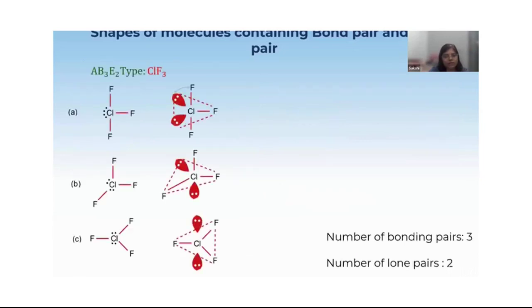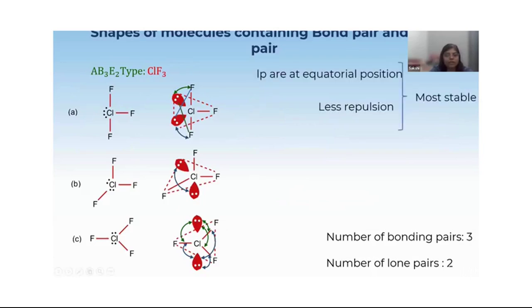Okay. ClF3. If you see ClF3, we have already seen it. There are 3 fluorine bonds and 2 lone pairs of electrons, right? And to minimize the repulsion, the shape is like this. The first shape is the best shape because the lone pairs are present at the equatorial position. That is shape A. The lone pairs are at the equatorial position, so less repulsion. And we have studied this shape. We call it the T shape.